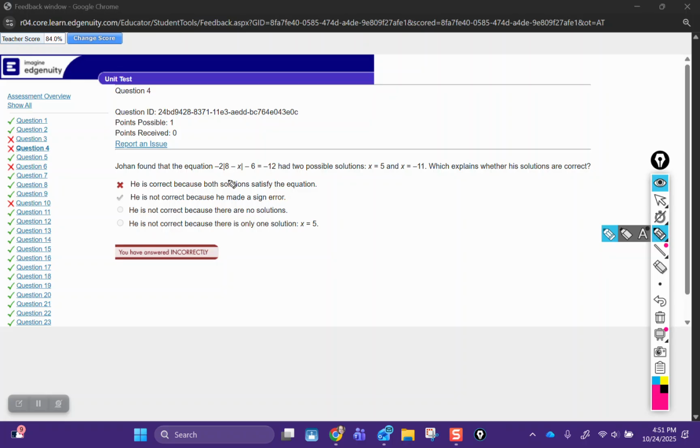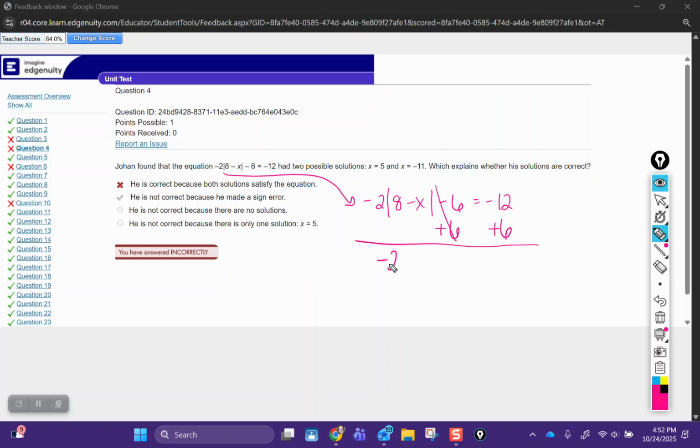So I'm going to switch back to pen and work back over here. So we have -2 times the absolute value of 8 minus x, minus 6, equals -12. First thing we're going to do is add 6 to both sides. So that's -2 times the absolute value of 8 minus x. -12 plus 6 is -6. We're going to divide both sides by -2. We get that the absolute value of 8 minus x equals 3. And so now we're going to write our 2 separate equations.